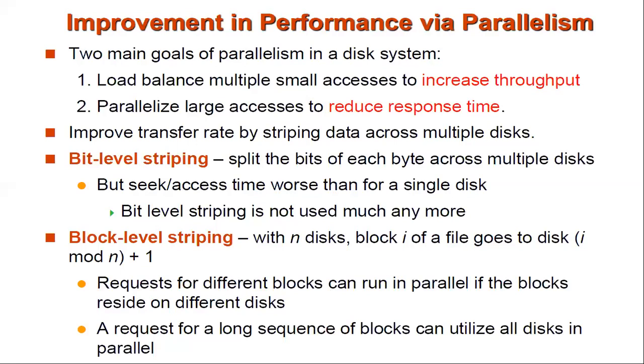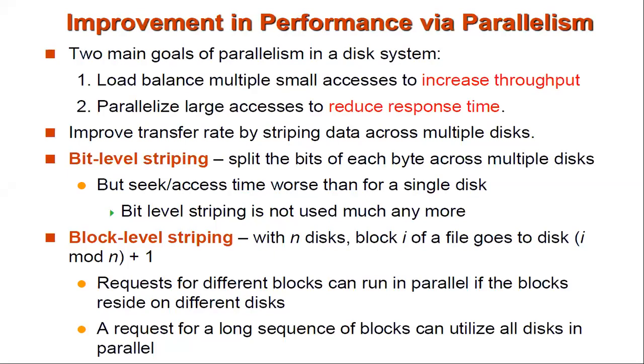Are you able to understand? In bit level striping, you pick each and every bit of your byte and stripe it across the multiple disks in the RAID. On the other hand, if you use block level striping, you consider each and every block, and those blocks of data will be striped across the multiple disks in the RAID arrangement.